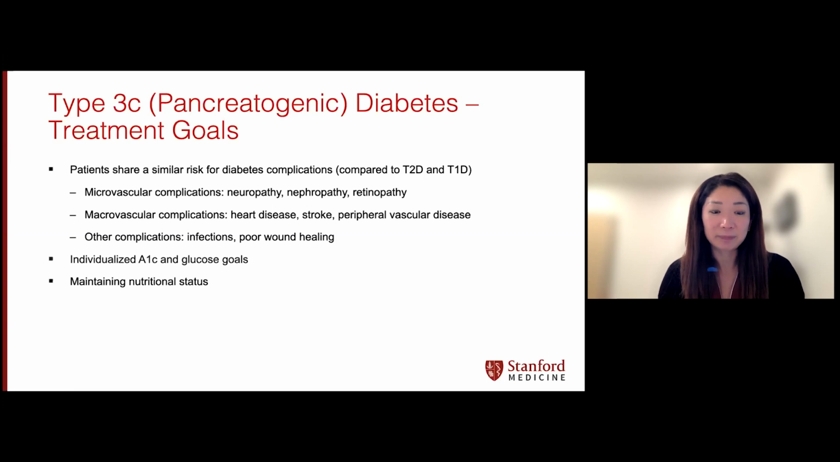Microvascular complications refer to complications related to small blood vessels. These can include neuropathy of the nerves, nephropathy or kidney disease, or retinopathy involving the eyes. Then there are macrovascular complications, and these are the large blood vessels. This can include complications like heart disease, stroke, and peripheral vascular disease. Other complications related to high blood sugars can include a propensity for infections and also poor wound healing.